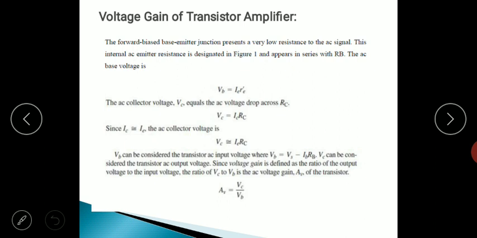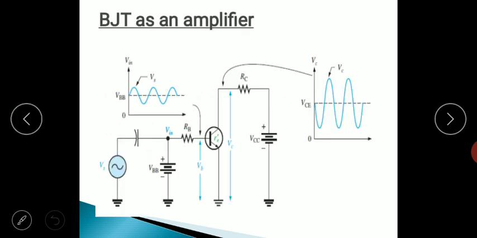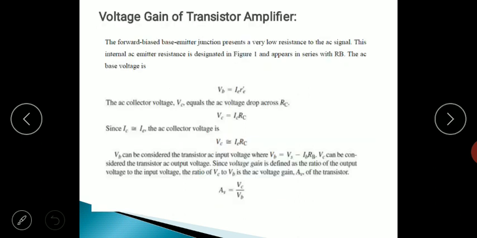Now how do we derive the voltage gain of this transistor amplifier? Now if you consider the forward bias base emitter junction presents a very low resistance, whereas reverse bias collector base junction will present very high resistance. So if you look back into the figure here, the resistance offered by the input side, that is base emitter junction, is very small, and we can denote that as say a resistance RE.